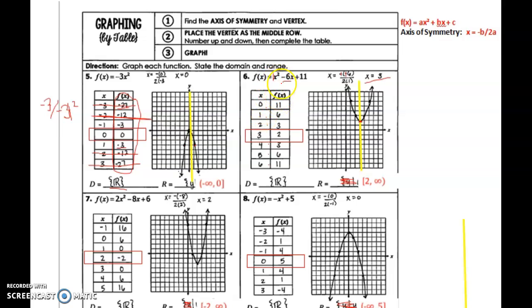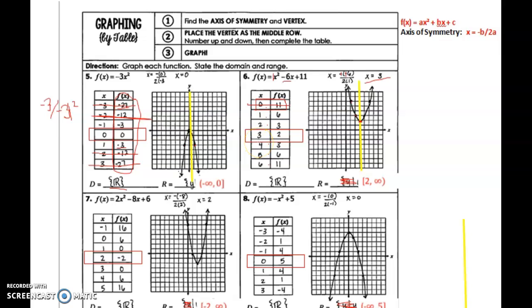When I plug those in, I just typed them on my calculator. 0 squared minus 6 times 0 plus 11. 0 minus 0 is 0 plus 11. The y value is 11. So that's how I got this one here. I plug in those x's I find. 0, 11 is off the graph. So that's why I don't have a point at 0. Too big. When I plug in 1, I get 6. So that's this point here. When I plug in 2, I get positive 3, this point here.